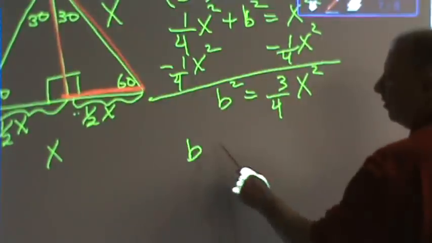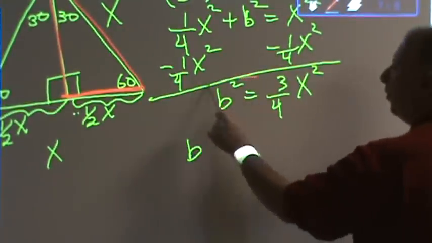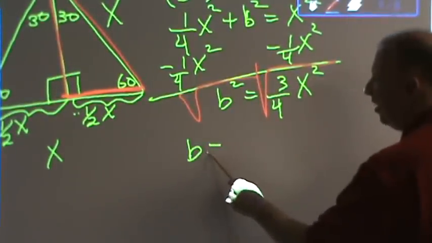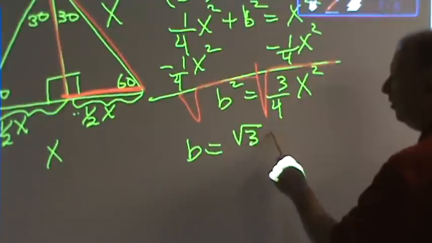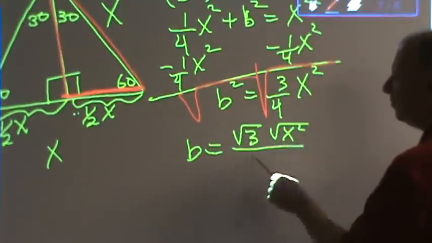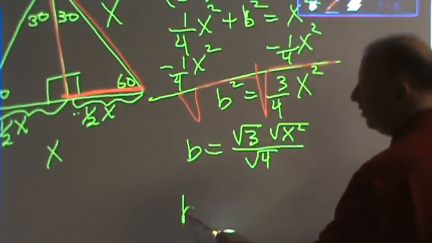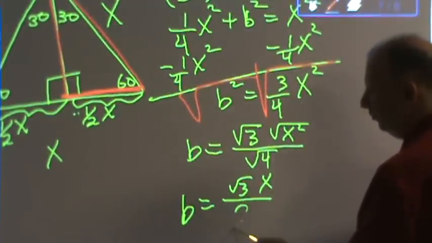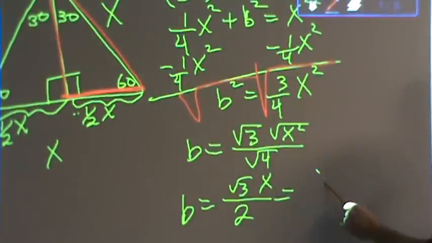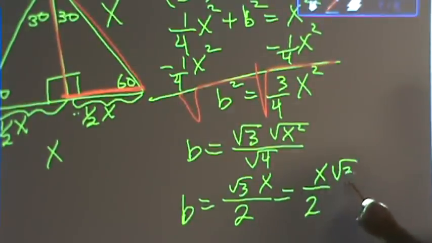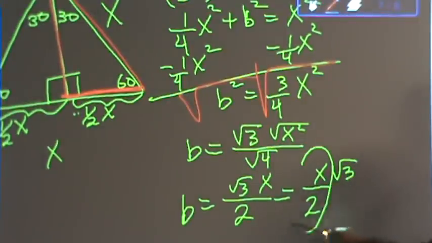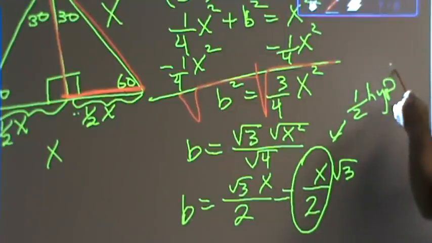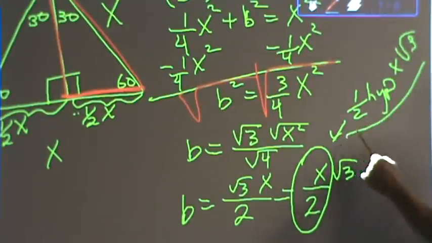If that's the case, I will take the square root of both sides of the equation, and even though you already know how to do this, I'm going to break it up. Square root of 3, square root of x squared over square root of 4. So b is equal to square root of 3 x over 2, and I'm going to just rewrite it. X over 2, square root of 3, and look what I have, lo and behold. 1/2 hypotenuse times square root of 3, all over again.